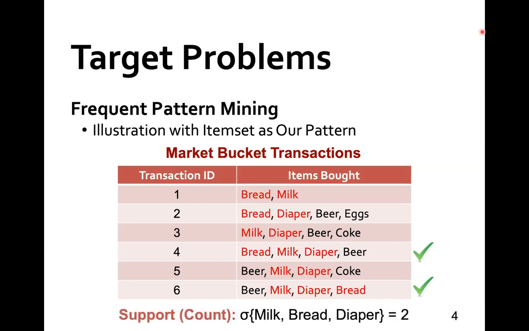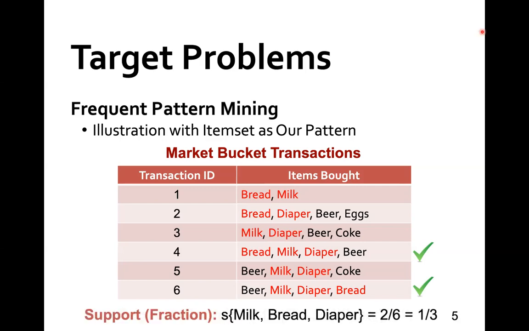If we check the item set against the database, we can see that transactions 4 and 6 cover our item set, and therefore we say that the support count of our pattern is 2. We can also define support as a fraction of transactions in the database that covers our pattern, which is 1/3 in our case.